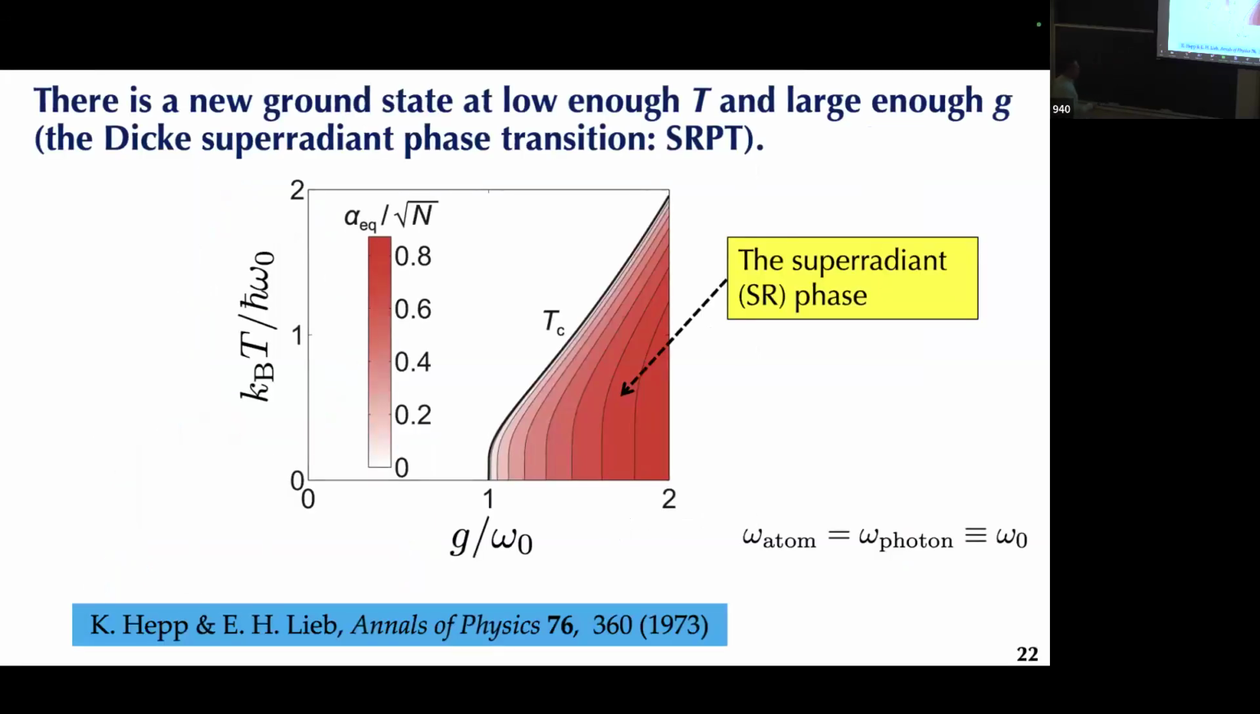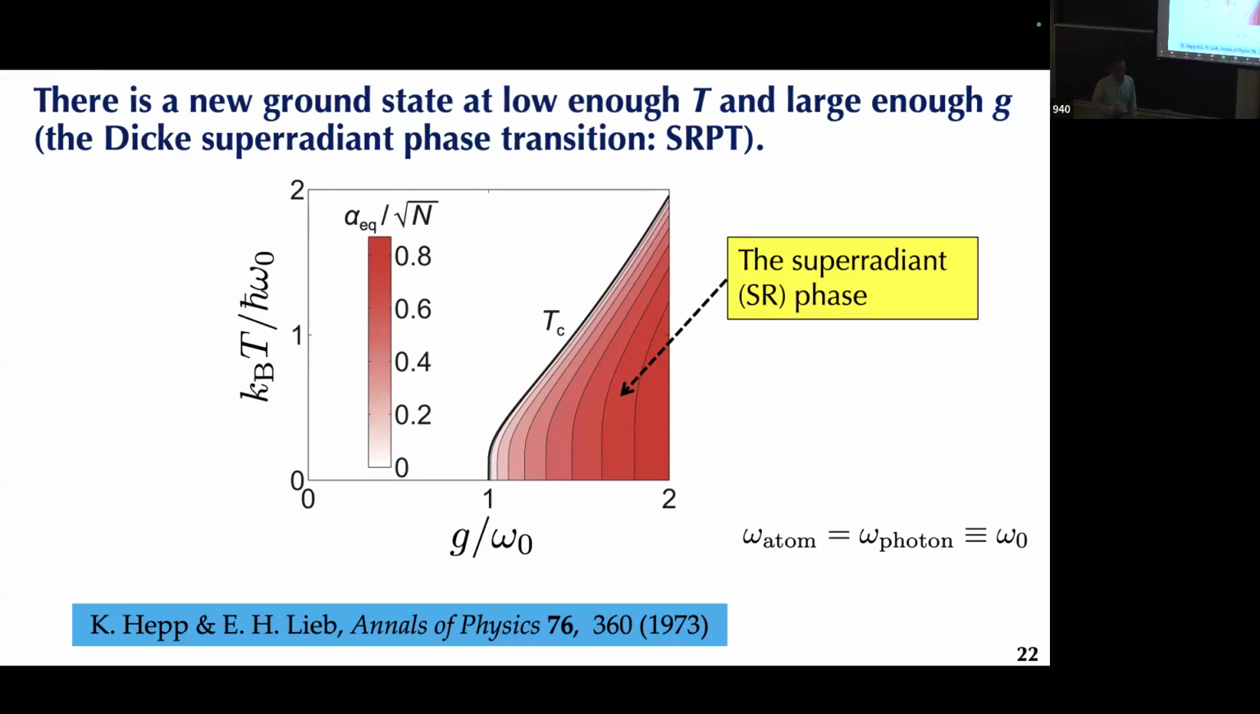In fact, Hepp and Lieb in 1973 pointed out that there's a new phase as a function of light matter coupling strength. So they constructed this phase diagram. The y-axis is normalized temperature, kT divided by the cavity energy, and this is the normalized coupling strength. So as you can see, there's a new phase predicted.